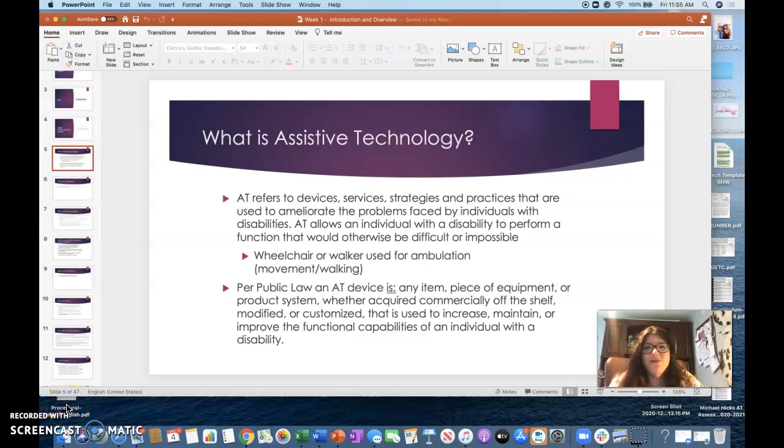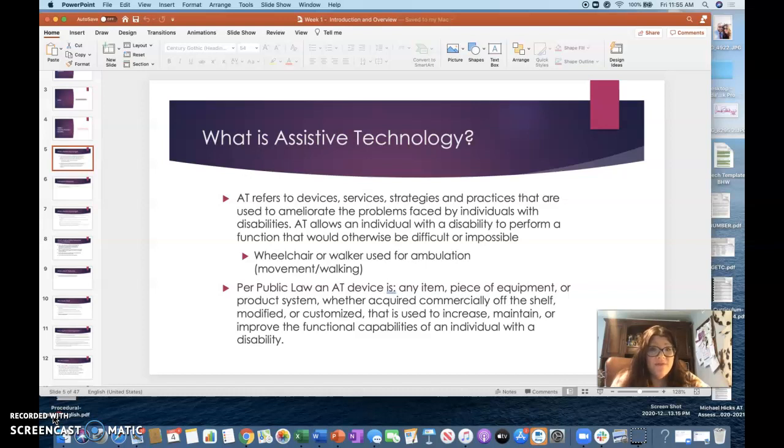This is going to concentrate on the differences of assistive technology and augmentative and alternative communication. I know we've covered that in a couple of slides, but I just wanted to recap and make sure that everyone is really clear on the differences. So let's look at what assistive technology is.